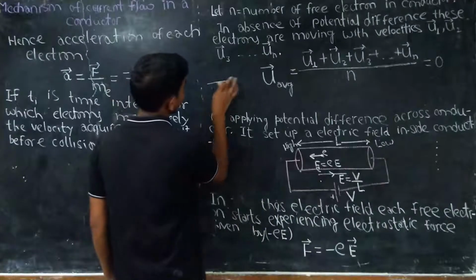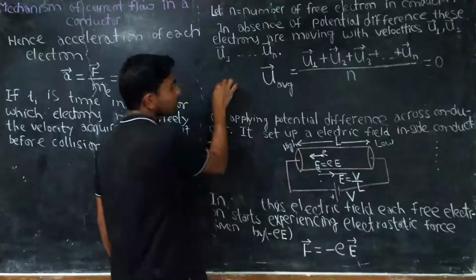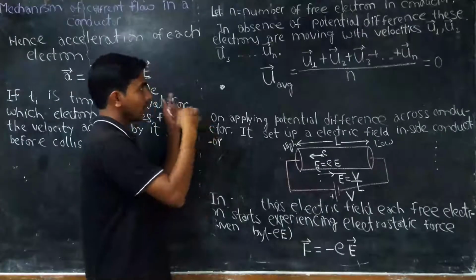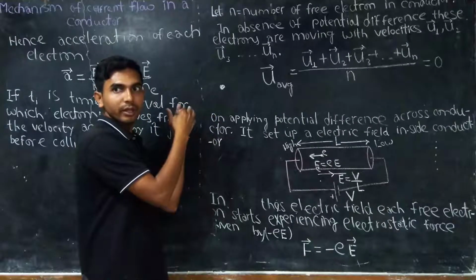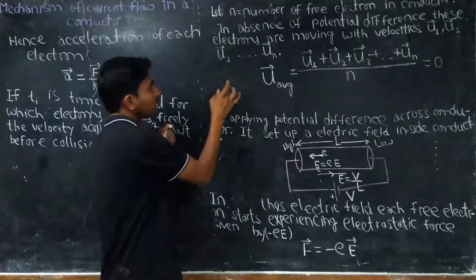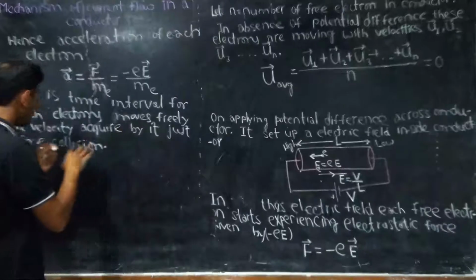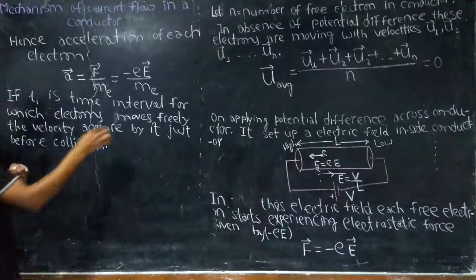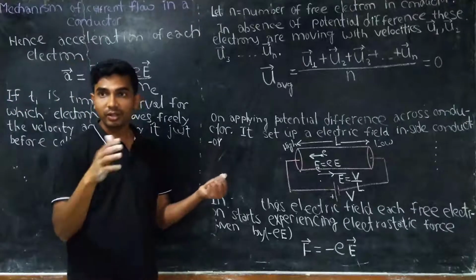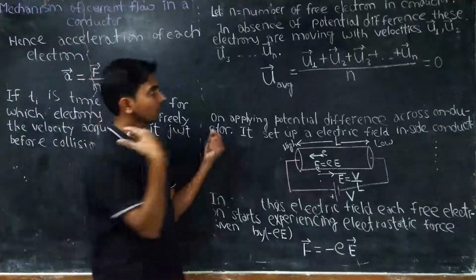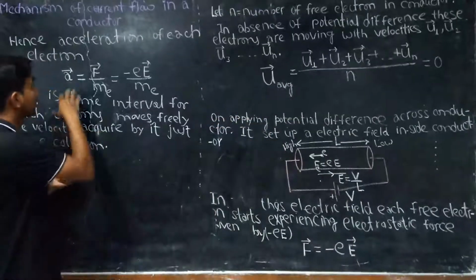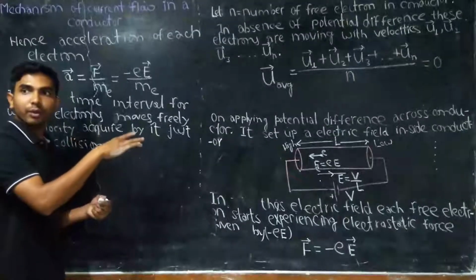Suppose this is your atom. The atom has electrons as well as positive charge, the nucleus. The electron is moving, but the positive charge is present here, so it collides with the nucleus. Due to that collision, the velocity becomes 0 again, and then due to acceleration it again starts acquiring some velocity.